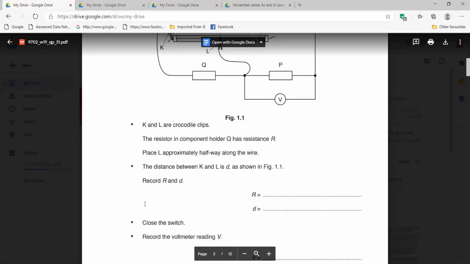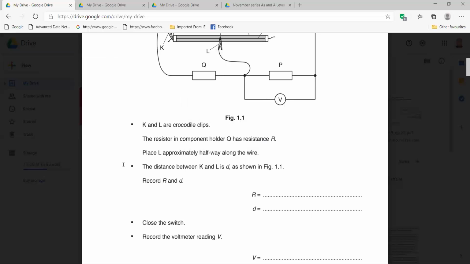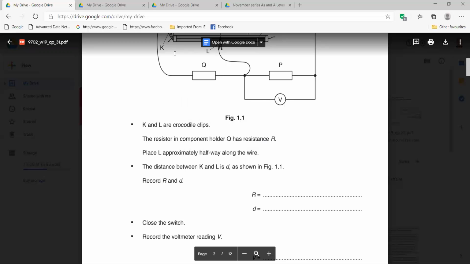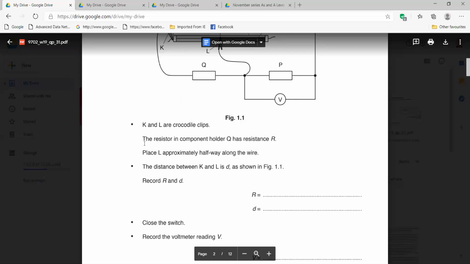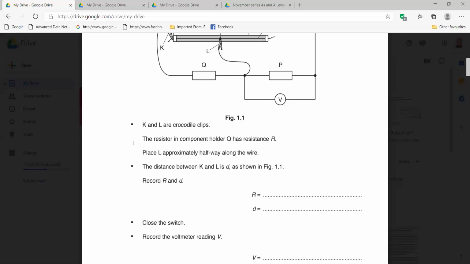okay, no problem. Now, K and L are crocodile clips. Already we understood it. These two are crocodile clips. I told you, right? The resistor. Assalamu alaikum, sir. Walaikum salam. How are you, Asan? Fine, sir. So why are you late today? Sir, I was a little busy. Okay, fine. Now concentrate.